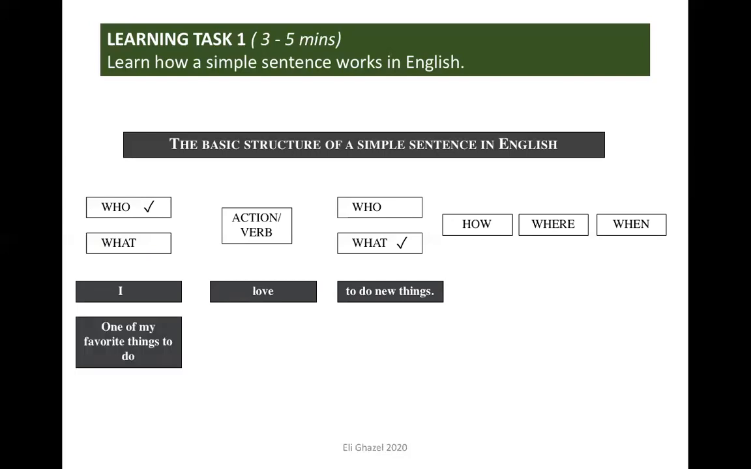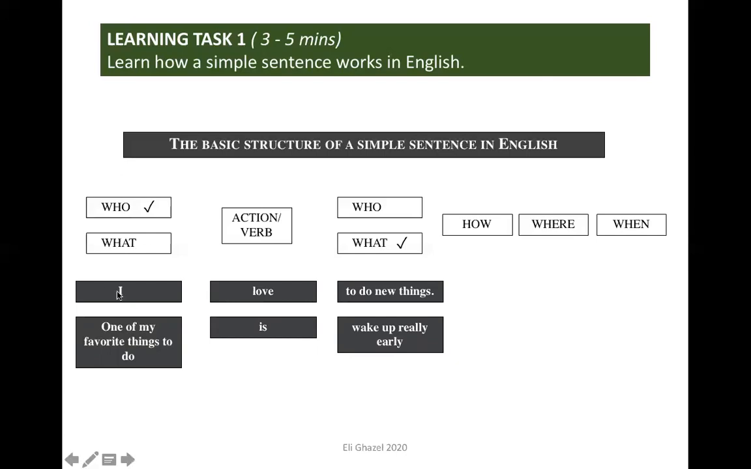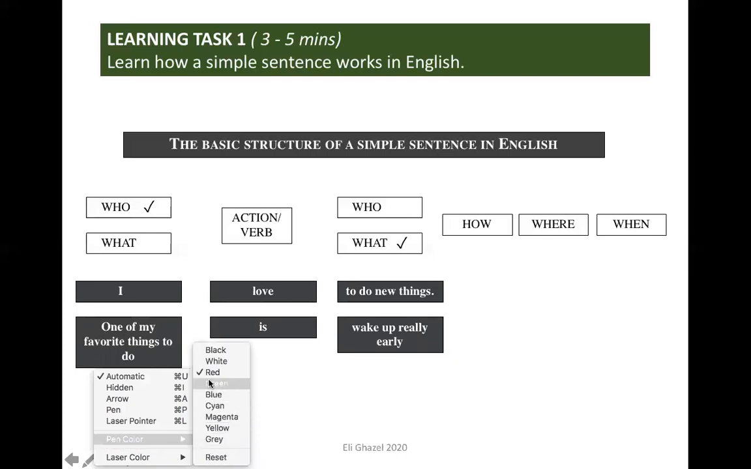Notice now how the structure of the who or the what gets more complicated. One of my favorite things to do, you need to say that with one breath. One of my favorite things to do is wake up really early. You can't talk about this as a verb and whatever. The sentence has 3 details. One of my favorite things to do is what? Wake up early. Wake up early is one of my favorite things to do.